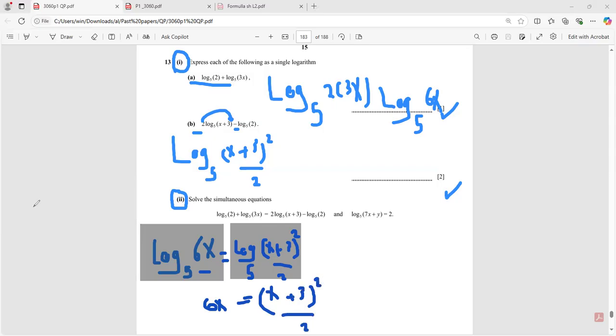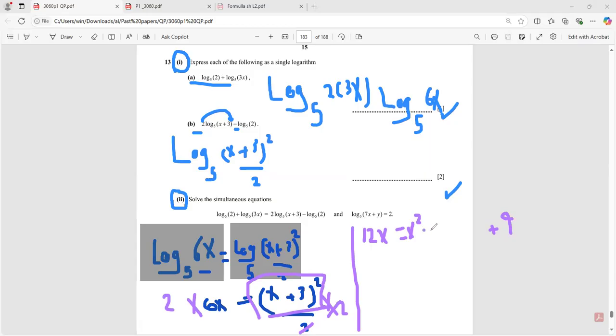By applying it, multiply by 2 on both sides, which gives us 12x equal to (x plus 3) squared. Okay, here we are going to cancel the 2s. Then we are going to expand this bracket just to solve it quadratically. So x squared plus 9, plus first times second times 2, which is 6x.